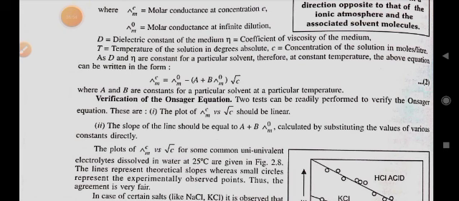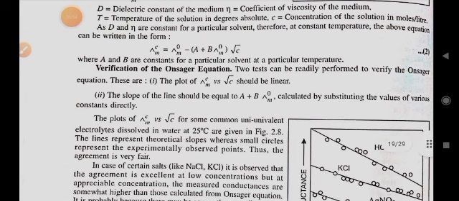Verification of the Onsager equation. Two tests can be readily performed to verify the Onsager equation. First, the plot of lambda Cm versus under root C should be linear. Second, the slope of the line should be equal to A plus B lambda naught m, calculated by substituting the values of the various constants directly.